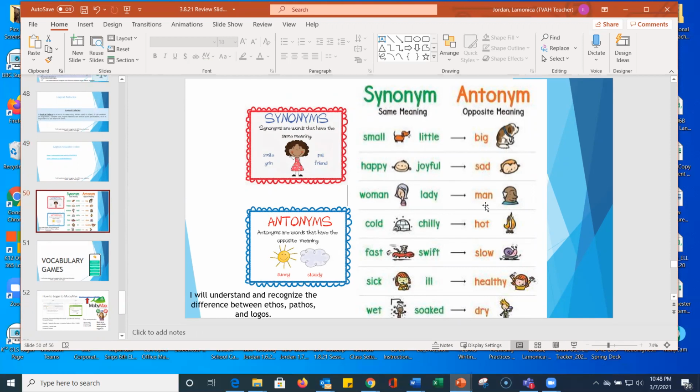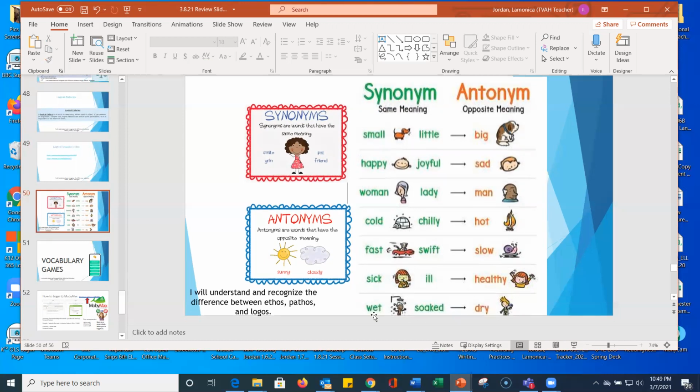Let's try remembering to use antonym instead of opposite. We're not in elementary anymore. The word cold, a synonym would be chilly, an antonym would be hot. The word fast, a synonym would be swift, and an antonym would be slow. The word sick, a synonym would be ill, and an antonym would be healthy. And then the word wet, a synonym would be soaked, and an antonym would be dry.